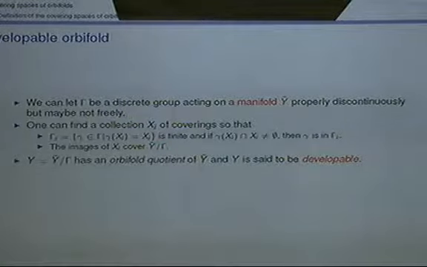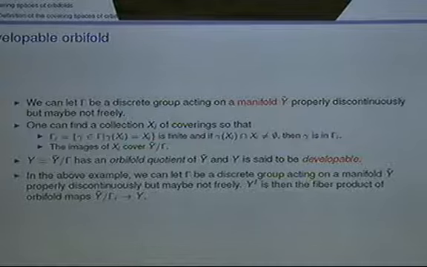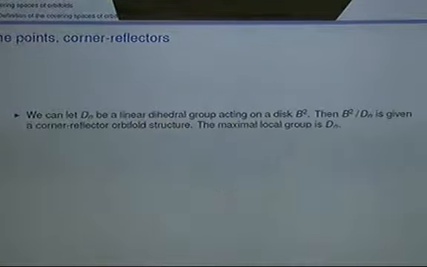Once you have this kind of thing, then you can easily find the orbifold structure by finding these X_i collections and finding these groups which preserve X_i. And if it's not empty, then it has to be in gamma I, and it covers Y tilde over gamma. In that way, you can give this orbifold structure. So in that case, it is now a developable orbifold. In the above example, if you have a discrete group acting on a manifold properly discontinuously, then Y is actually the fiber product of the orbifold maps.